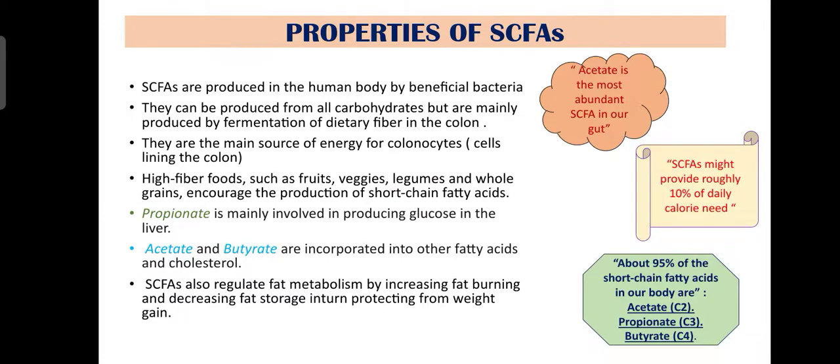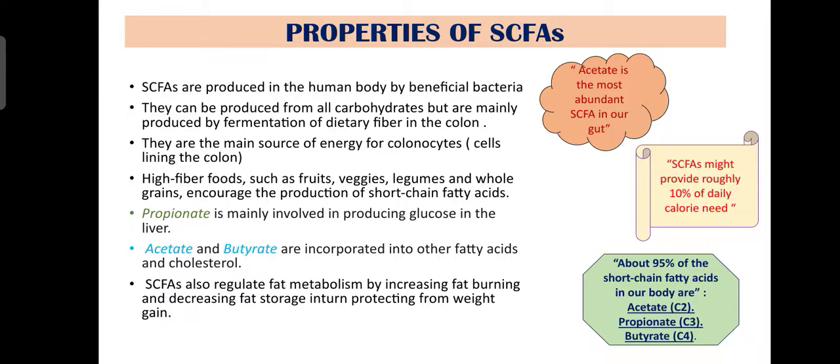Proceeding further, here are some properties related to short chain fatty acids. They are produced in the human body by beneficial bacteria or friendly bacteria in human gut, mostly by fermentation of fiber in the colon, but they can also be produced from all carbohydrates. High fiber containing foods like fruits, vegetables, legumes, and whole grains encourage their production. They might produce only 10% of the daily calorie need. Despite this, they are the main source of energy for colonocytes, that are cells lining the colon.